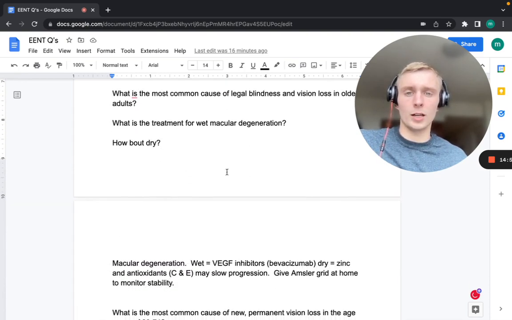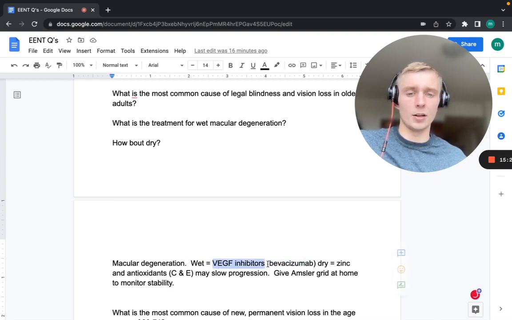And of course, the most common cause of legal blindness and vision loss in older adults is macular degeneration. For wet, we want to do VEGF inhibitors, so vascular endothelial growth factor inhibitors. So you want to inhibit that neovascularization, inhibit those new growing blood vessels in the back of the eye there. That's with VEGF inhibitors in wet macular degeneration. That medication is called bevacizumab that we can use.